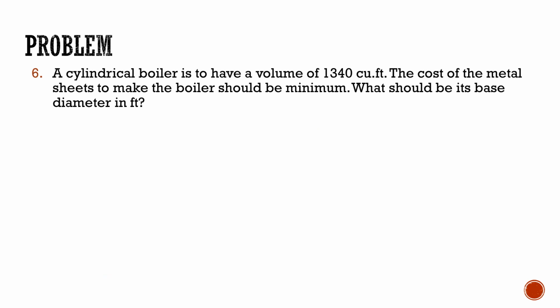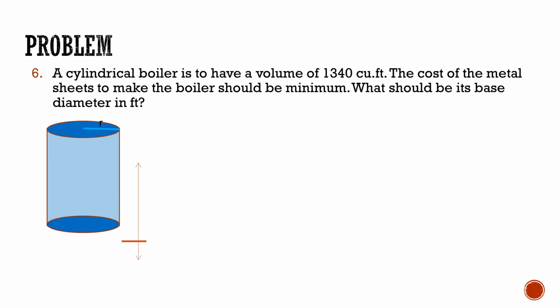So moving on to the 6th problem, we have here a cylindrical boiler to have a volume of 1,340 cubic feet. The cost of the metal sheets to make the boiler should be at minimum. What should be its base diameter in feet? So here, meron tayong cylindrical boiler having a radius and the height. In order to minimize the material to be used, we minimize the surface area, kasi yun yung binabalot natin, yung surface area.